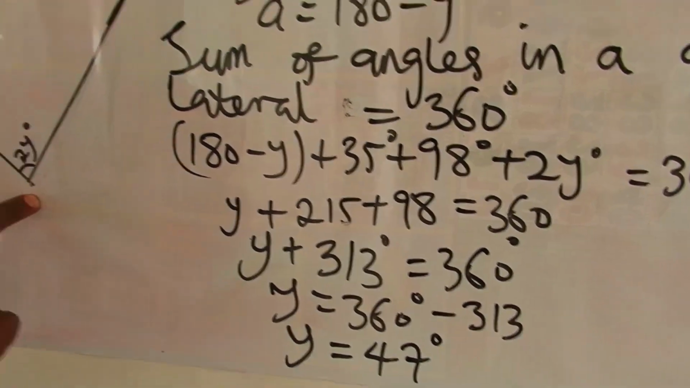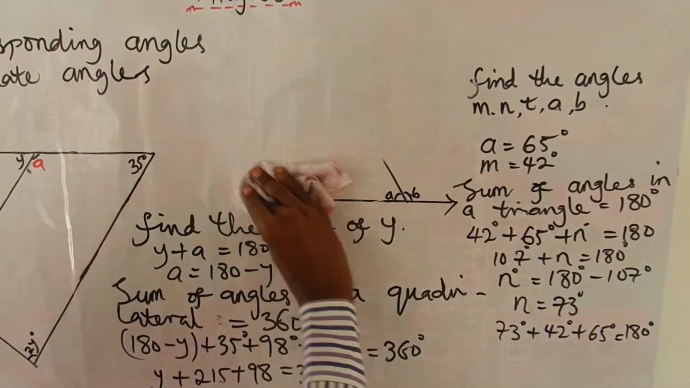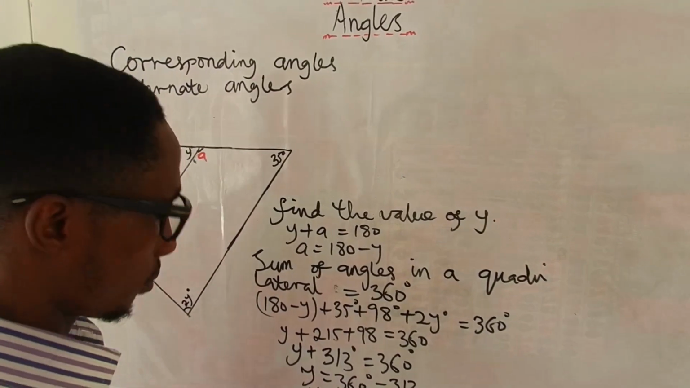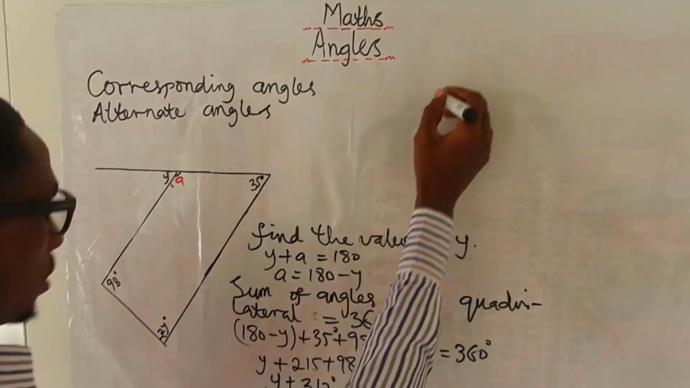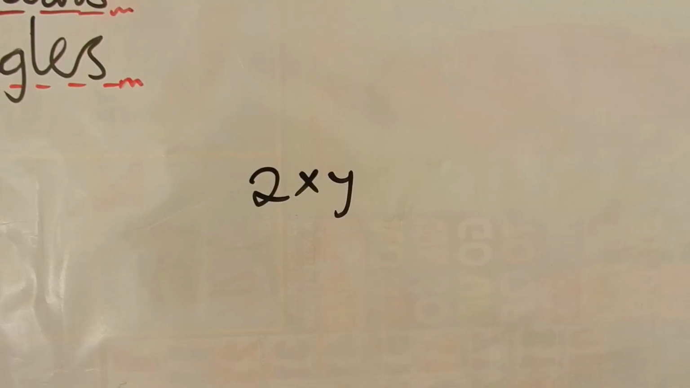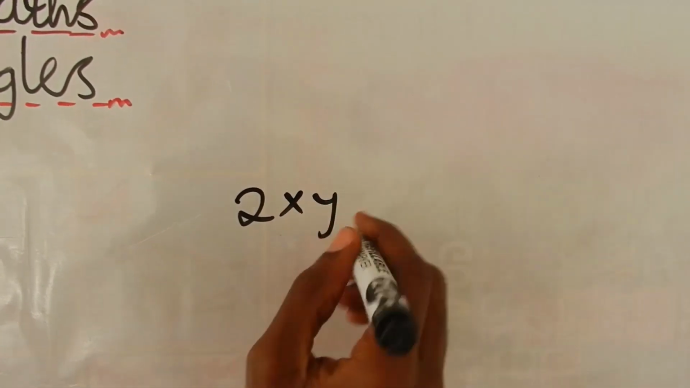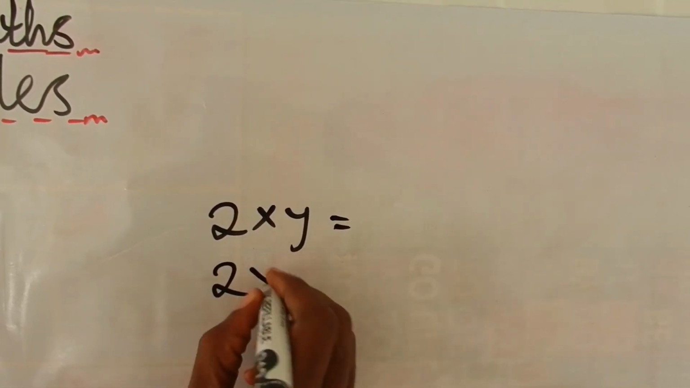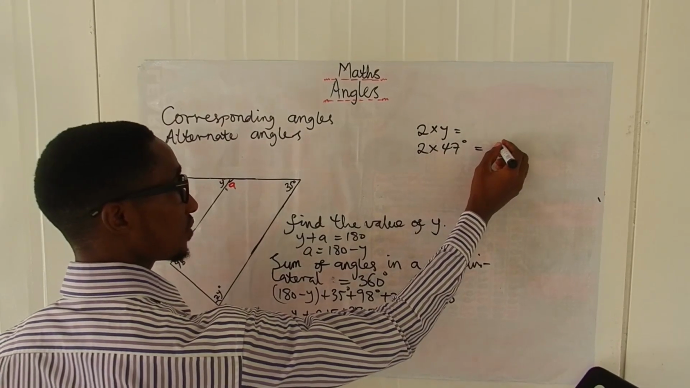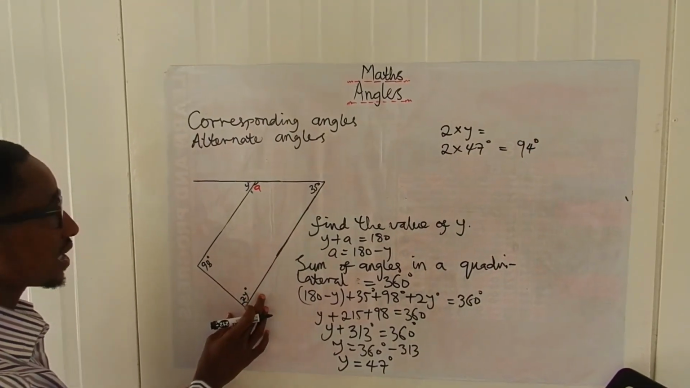Okay? Don't forget this angle is 2y. So let's solve for that angle. So you have 2y for this angle. 2 times y equals 2 times 47, being y. That gives us 94 degrees. So we solve for this, this is 94 degrees.